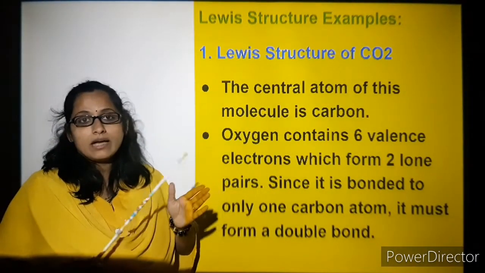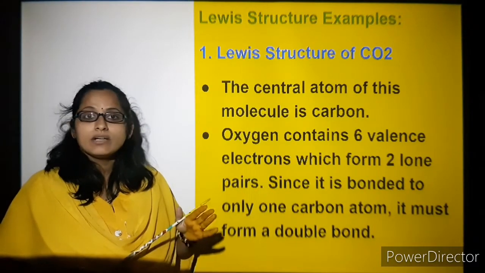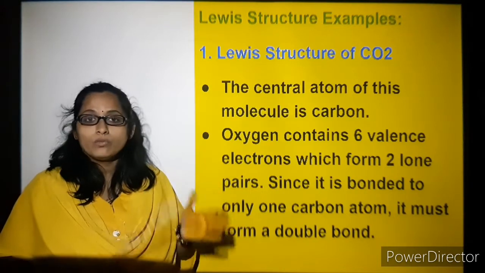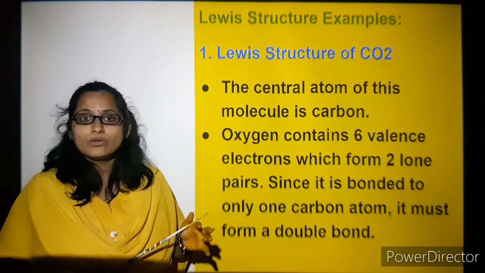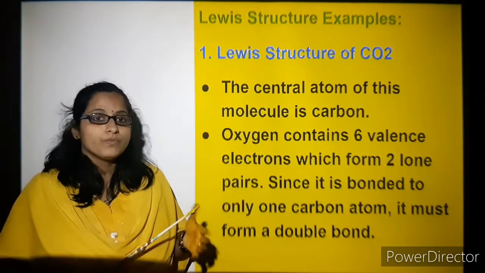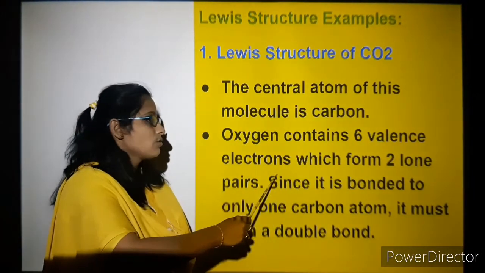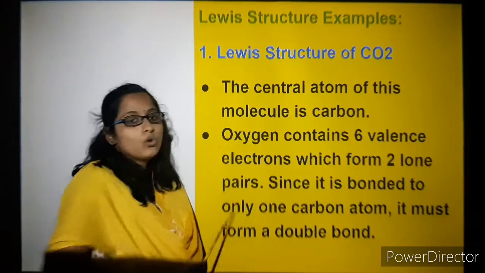To obtain an octet, carbon has a valency of 4 and oxygen has electrons 2, 6, so it has a valency of 2. Oxygen contains 6 valence electrons, which form 2 lone pairs.